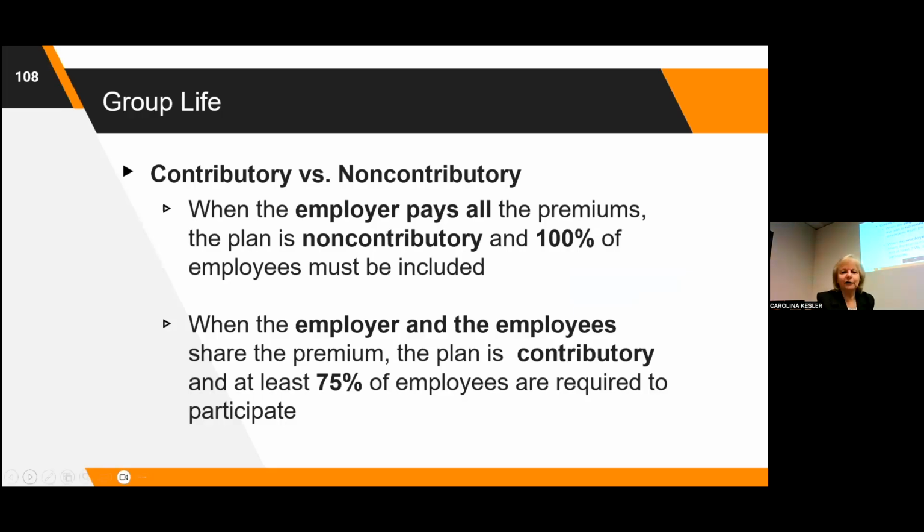Contributory versus non-contributory. When the employer pays all the premiums, the plan is non-contributory. You don't pay out of your pocket, right? That means 100% must be included. They must participate. You can't exclude anybody. When the employer and the employees share the premium, the plan is called contributory, and at least 75% must participate. 75% for contributory, 100% non-contributory. Very testable.